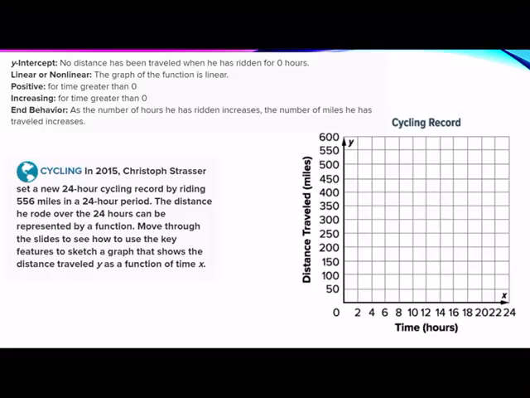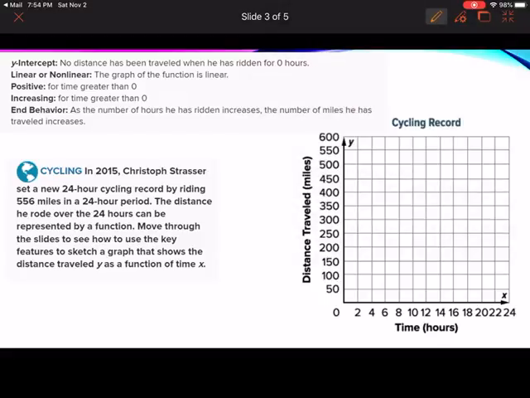So cycling, in 2015, Christopher Strasser set a new 24-hour cycling record by riding 556 miles in a 24-hour period. The distance he rode over 24 hours can be represented by a function. Okay, so we're going to use the information shown to find... we have distance on the y value, time on the x value. So, y-intercept. No distance has been traveled when he has ridden for 0 hours. So that means at 0 hours, there's no distance, so that means 0.